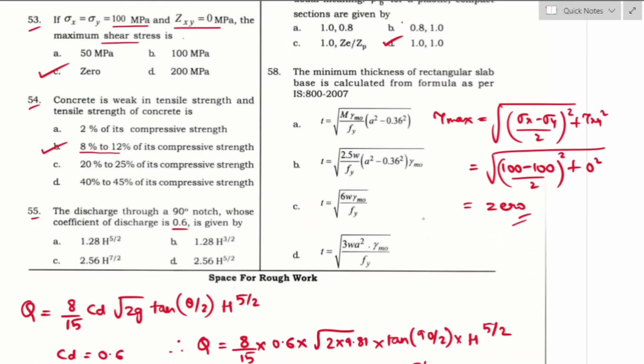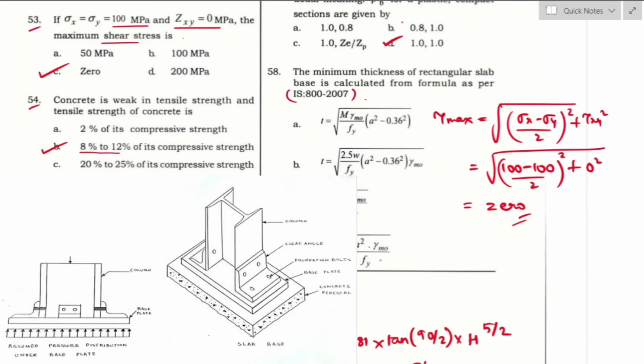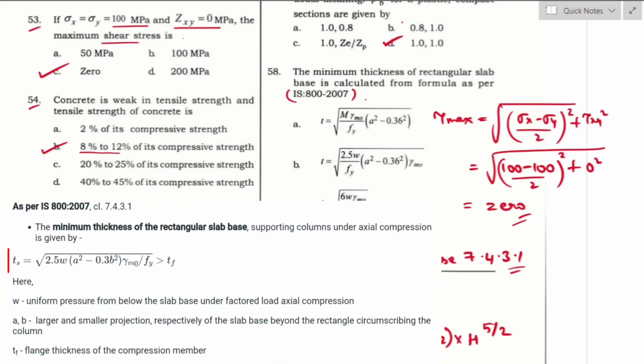Question number 58. The minimum thickness of a rectangular slab base is calculated from the formula as per IS 800-2007. From clause 7.4.3.1 of IS 800-2007, the minimum thickness of a rectangular slab base is calculated by ts is equal to square root of 2.5 W by Fy into (a square minus 0.3 b square) into gamma m naught. So the right answer is option B.